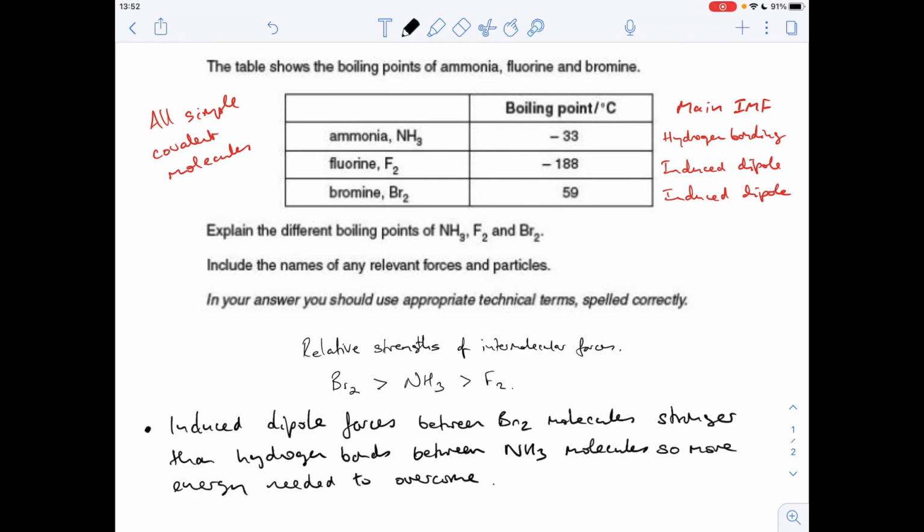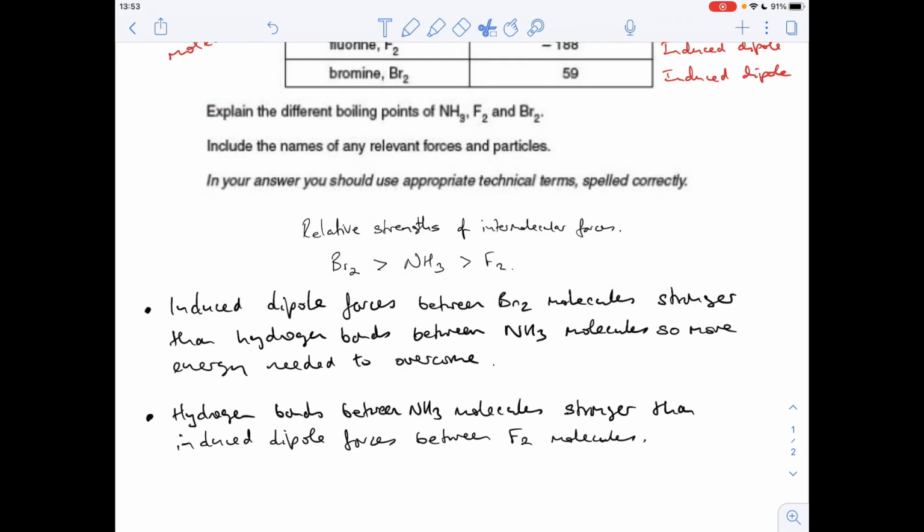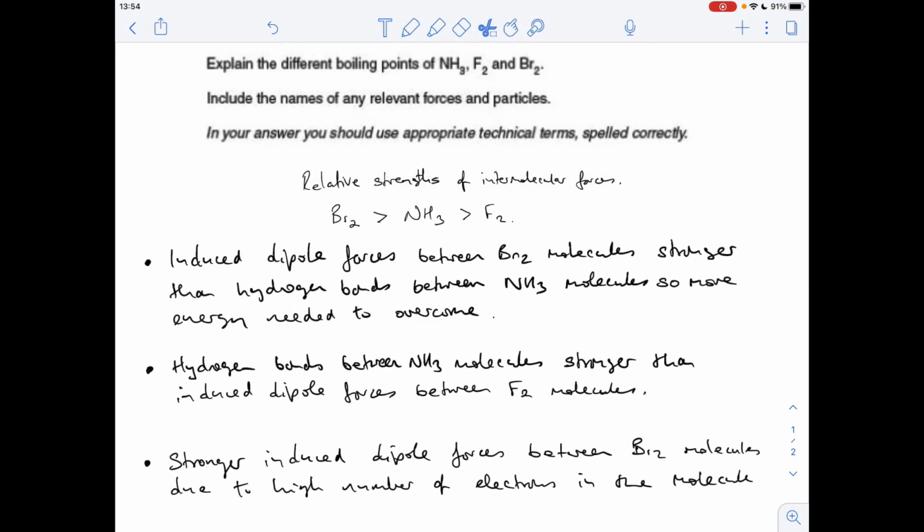In terms of answering the question then, things we can write are the induced dipole forces between the bromine molecules are stronger than the hydrogen bonds between the ammonia molecules, and so more energy is needed to overcome them. We should also say that the hydrogen bonds between the ammonia molecules are stronger than the induced dipole forces between the fluorine molecules. And I would suggest finishing by saying that the reason for the stronger induced dipole forces between those bromine molecules is due to the high number of electrons in the molecule.